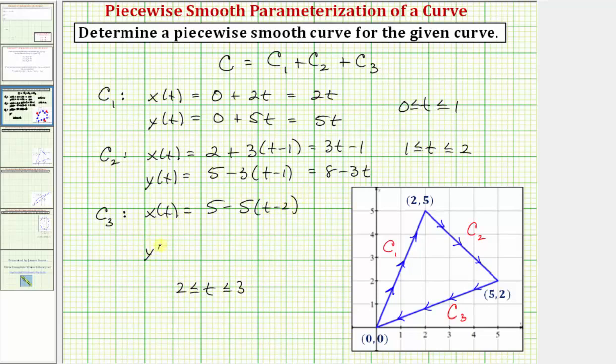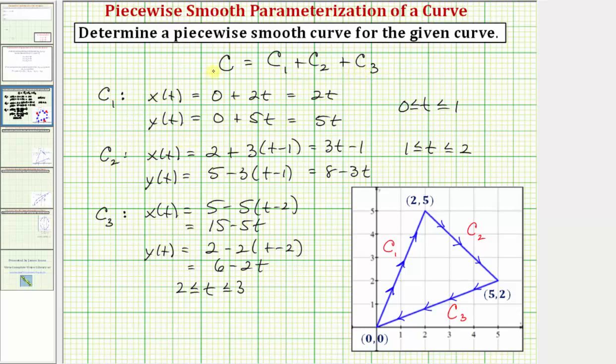And for y of t, the y-coordinate starts at 2, so we'll have 2, and it decreases by 2 back to 0, so we'll have minus 2 times the quantity t minus 2. Of course, we can go ahead and simplify. Here we have 5 minus 5t plus 10, which would be 15 minus 5t. And here we'd have 2 minus 2t plus 4, which will give us 6 minus 2t. So here we have the parametric equations that make the curve C piecewise smooth.